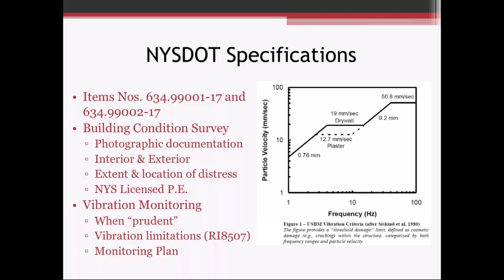The DOT in those specifications, their vibration limit is based on that RI 8507 document, which is seen there on the right. That's in metric form. The other thing that the DOT specifications require is a vibration monitoring plan, which essentially identifies what's being done, what type of equipment is being used, and things like that. We'll talk a little bit more about vibration monitoring plans.